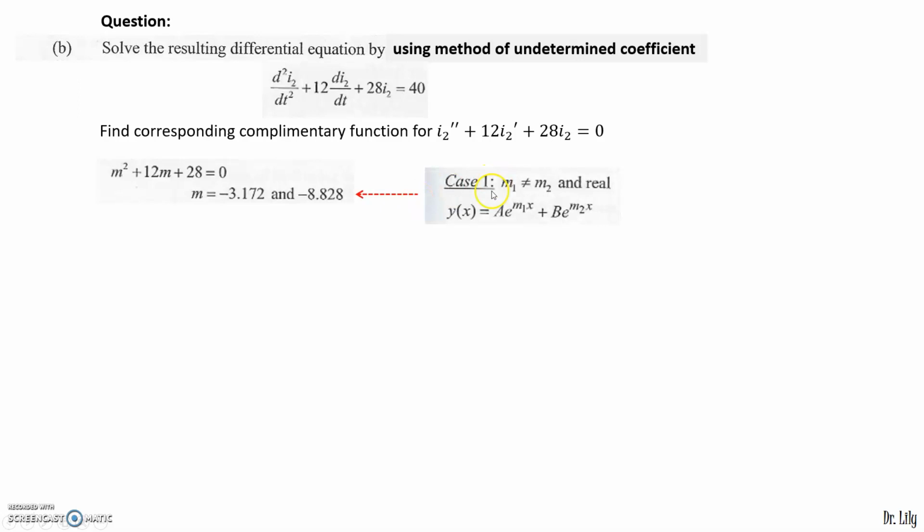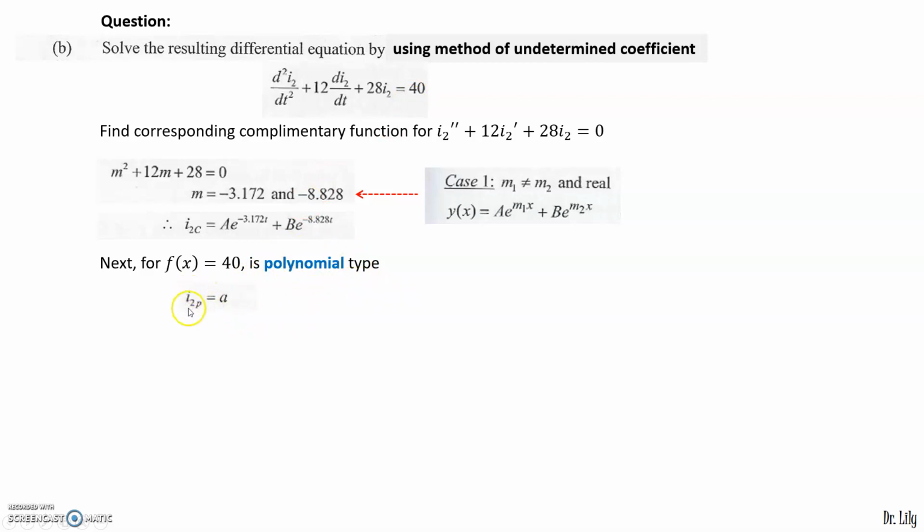This is considered as case 1 where your m is a real number and m1 is not equal to m2. So the solution is given by a exponent m1x plus b exponent m2x. In this case, your expression is in t, so it should be y of t. So now I2c is equal to a exponent negative 3.172t plus b exponent negative 8.828t. Next we need to find the particular integral. Let's have a look at the ODE. The f(x) is 40, so it is considered as a polynomial type.